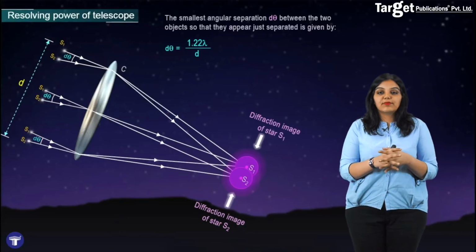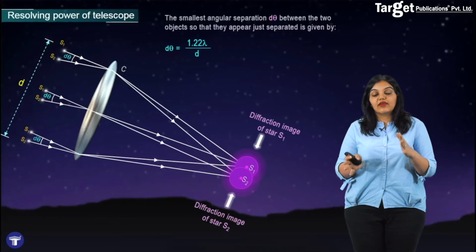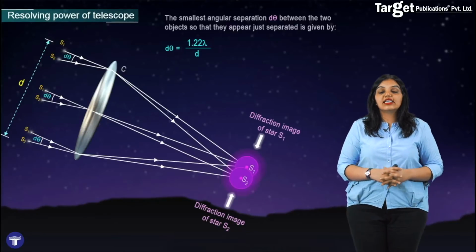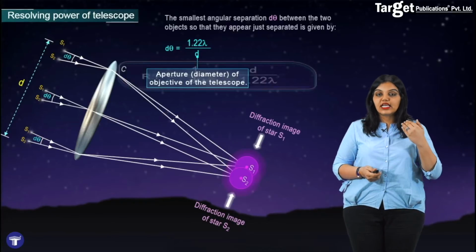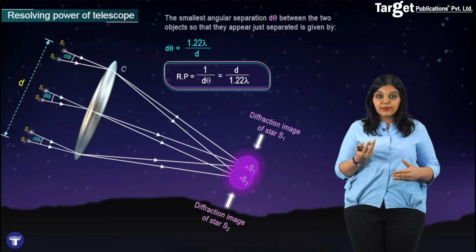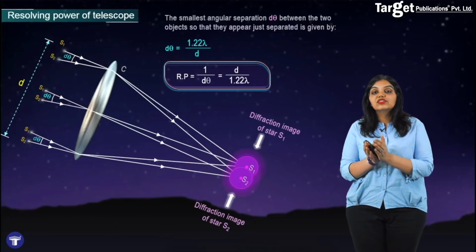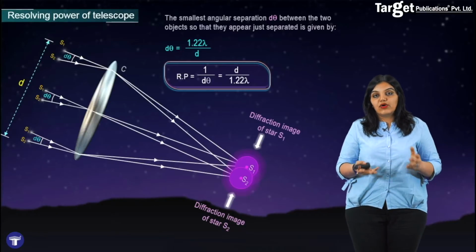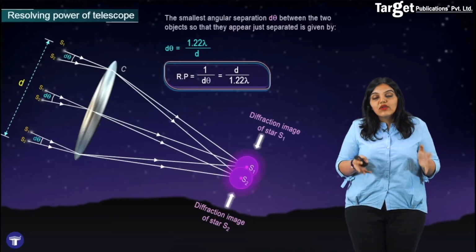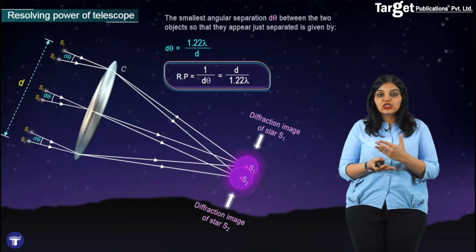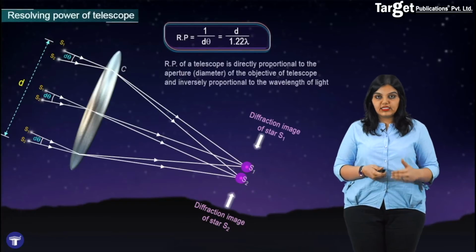So the smallest angular separation or the smallest angle which is allowed between the objects such that the images that they form are separated is given by d theta is equal to 1.22 lambda by d, where small d is the aperture or the diameter of the objective of the telescope. From here I get resolving power, which is nothing but the reciprocal of d theta. This is because the smaller the angular separation for which the instrument can produce two distinct images, the greater is the resolving power of the instrument, and therefore resolving power comes out to be d upon 1.22 lambda. So the resolving power of a telescope is thus directly proportional to the aperture or the diameter, as you can see from the formula, and inversely proportional to the wavelength of light, because lambda is in the denominator.